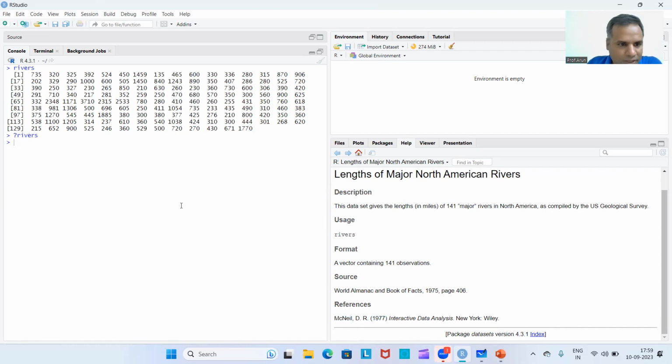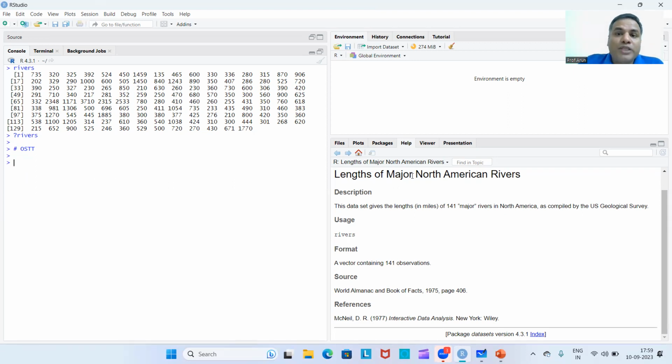Now let us apply the one sample t-test, which is a parametric test. The question is when to use a one sample t-test. Very important. Many people are confused. They don't know when to use which test.